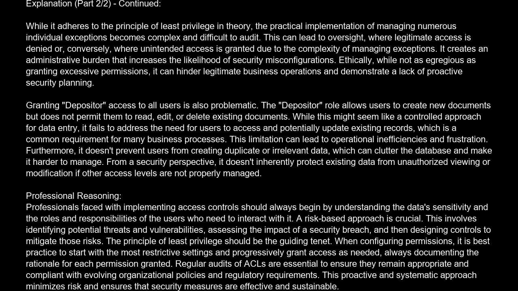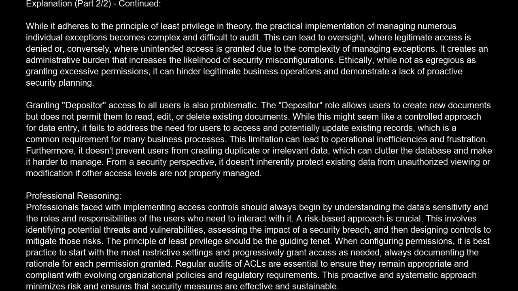The depositor role allows users to create new documents but does not permit them to read, edit, or delete existing documents. While this might seem like a controlled approach for data entry, it fails to address the need for users to access and potentially update existing records, which is a common requirement for many business processes. This limitation can lead to operational inefficiencies and frustration. Furthermore, it doesn't prevent users from creating duplicate or irrelevant data, which can clutter the database and make it harder to manage. From a security perspective, it doesn't inherently protect existing data from unauthorized viewing or modification if other access levels are not properly managed.